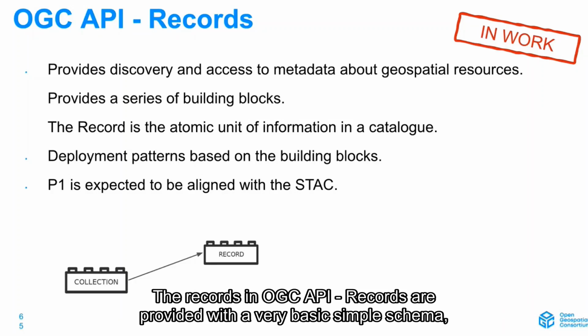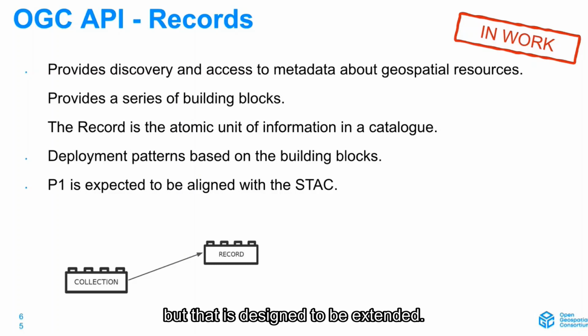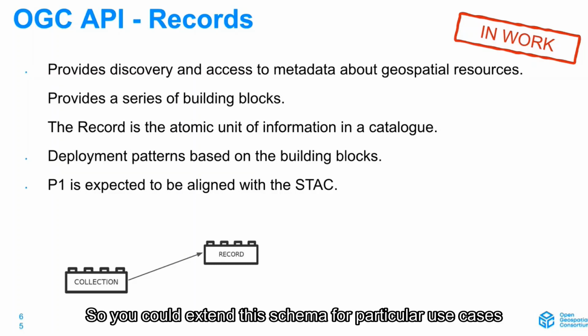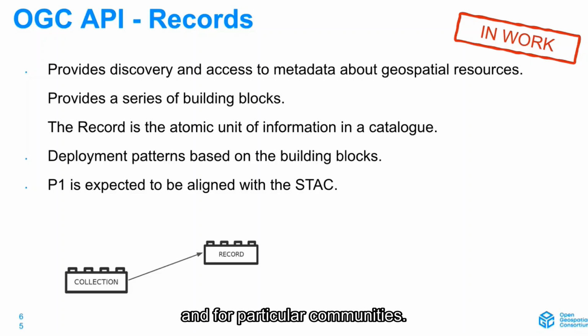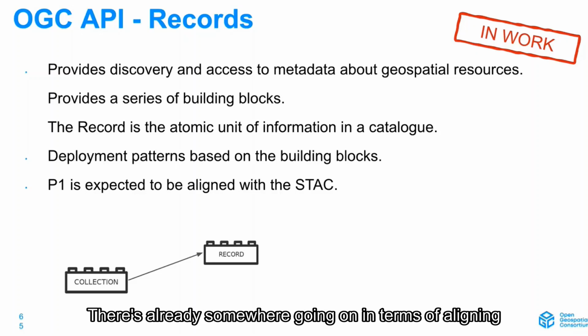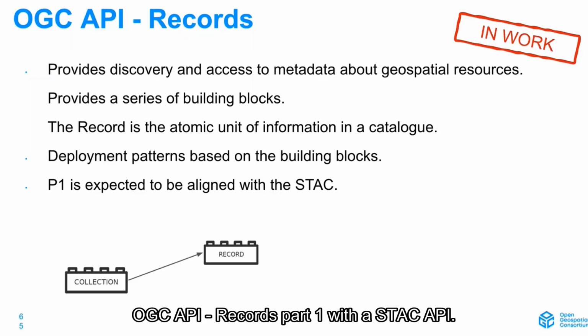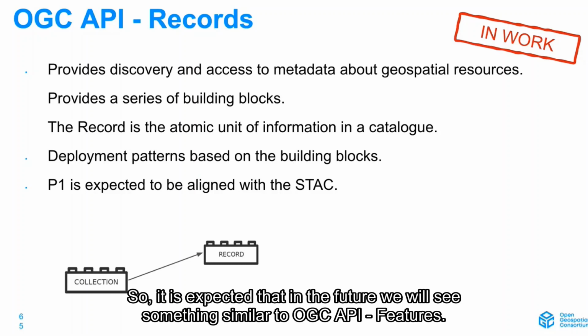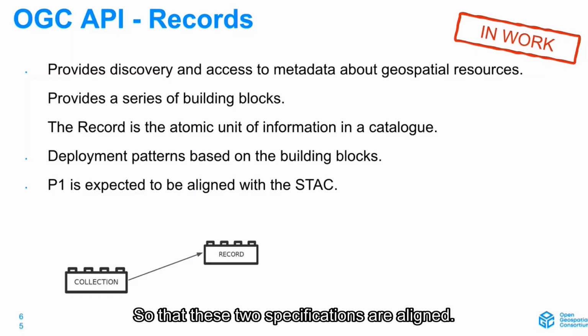The records in OGC API Records are provided with a very basic, simple schema, but it is designed to be extended. So you could extend this schema for particular use cases, particular communities. Although this is still work in progress, there's already some work going on in terms of aligning OGC API Records Part 1 with the STAC API. So it is expected that in the future we will see something similar to OGC API Features, so that the two specifications are aligned.